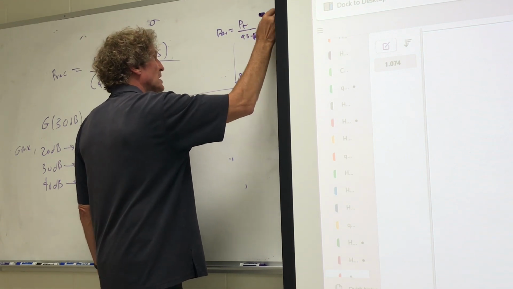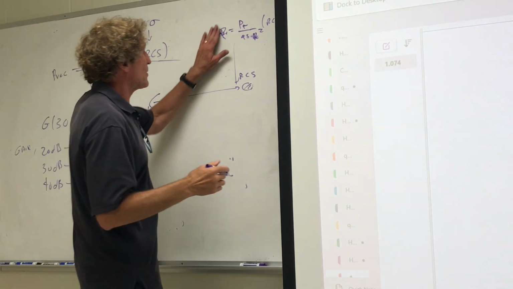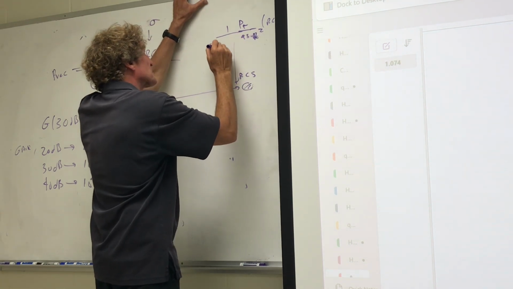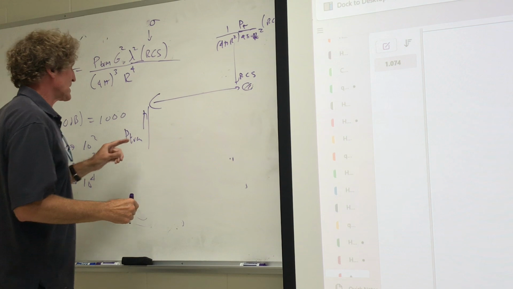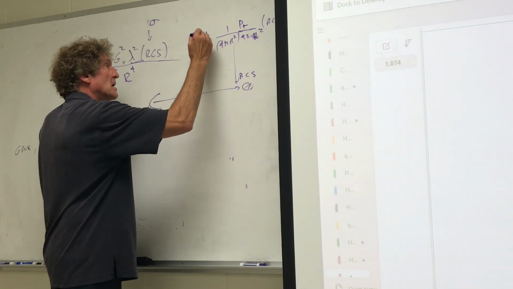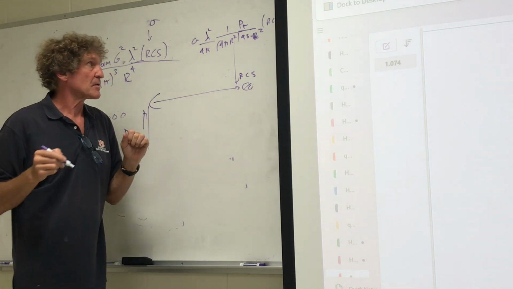Now that's the total reflected power. Next we divide the whole thing by 4 pi r squared again, and that gives the power density back here. Then you have to multiply it by the gain. What's the gain? Lambda squared over 4 pi times the gain of the receiver, correct?